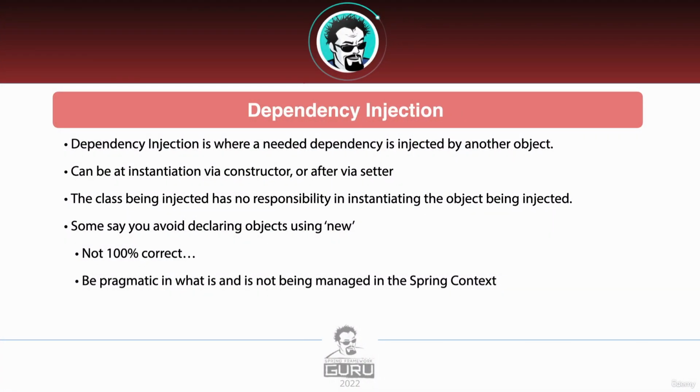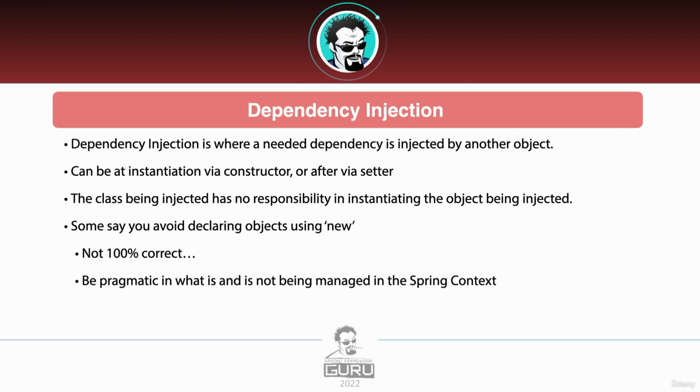So dependency injection is where a needed dependency is injected by another object or another program. It can be at instantiation via constructor, or after the object is created via a setter, or in some cases, not optimal, but direct property access. The class being injected really has no responsibility in instantiating that object that is being injected.